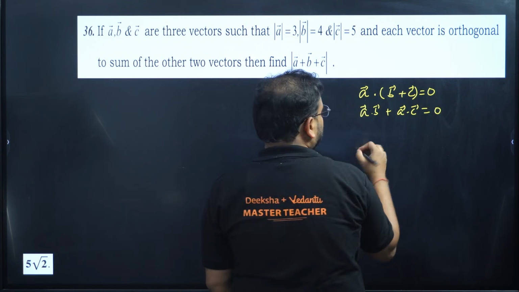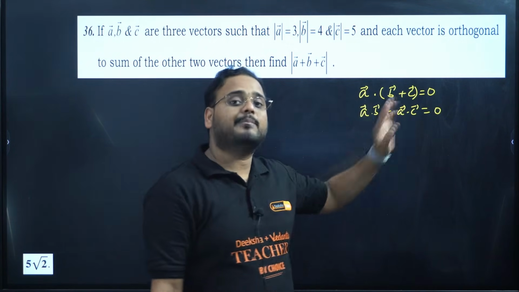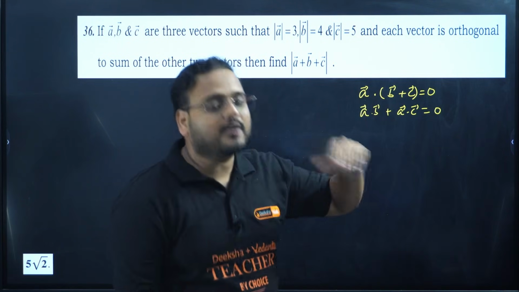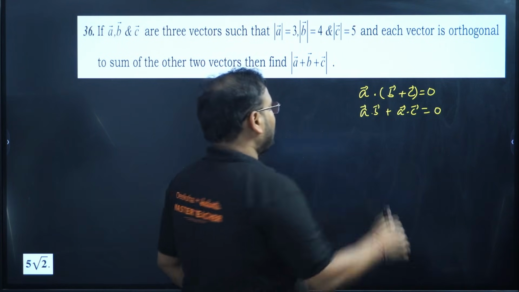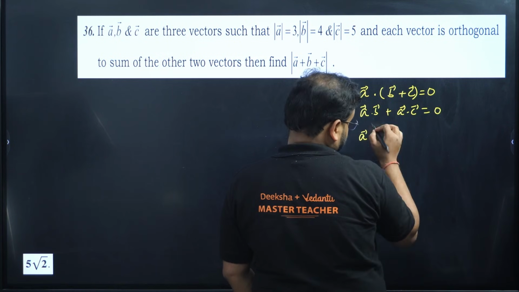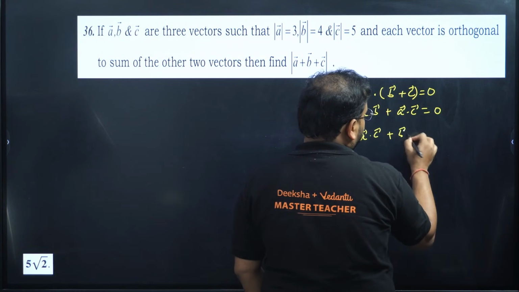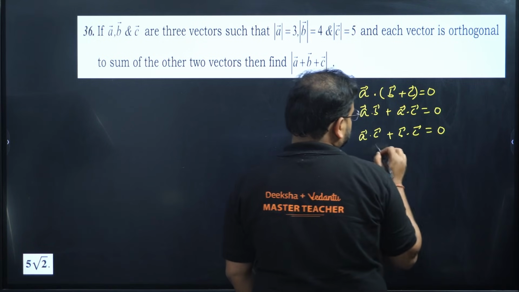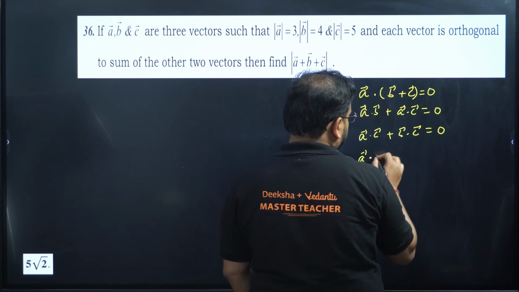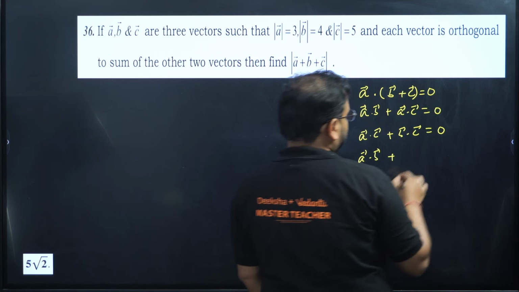In the same way you'll get the other 2 equations also. I've taken A dot with B plus C. You can take B dot with A plus C and C dot with A plus B. So you'll have A dot B, A dot C, and in the same way A dot C and B dot C, and A dot B and B dot C.